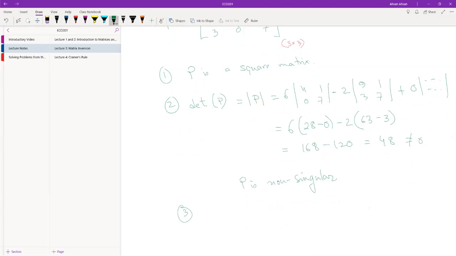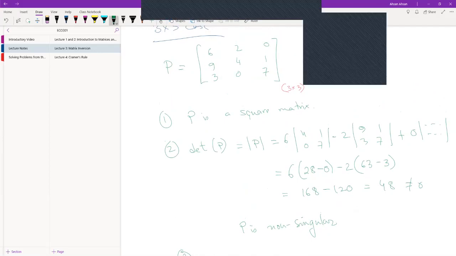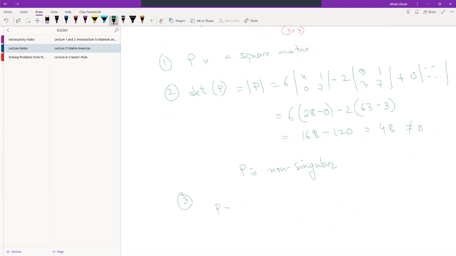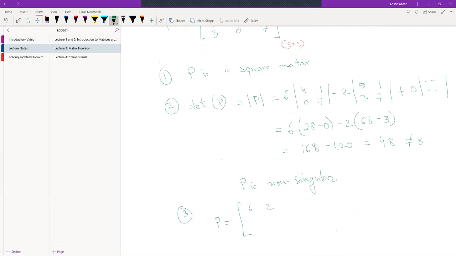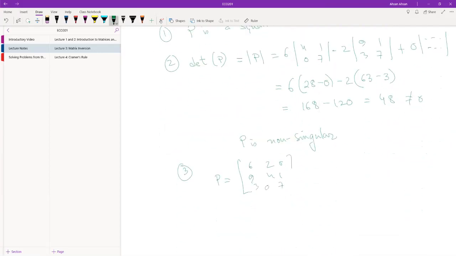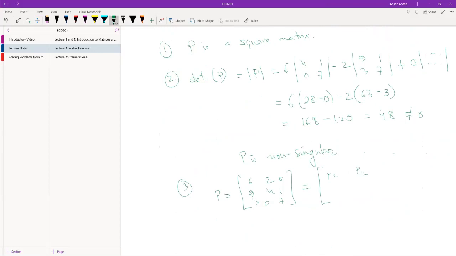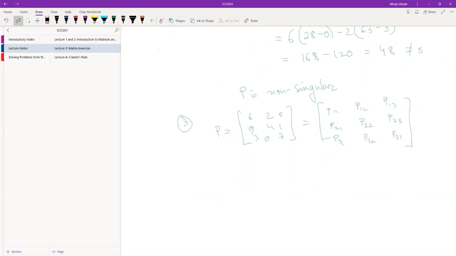Okay. Part 3, remember, was calculating the, what was it? The minor matrix. Even I forget sometimes. Okay. So let's just bring P down here. It's going to help us. So 6 2 0, 9 4 1, 3 0 7. So this obviously, once again, if it helps, you can write it down: P11, P12, P13, P21, P22, P23, P32, and P33. So we have this. We're going to calculate the minor.